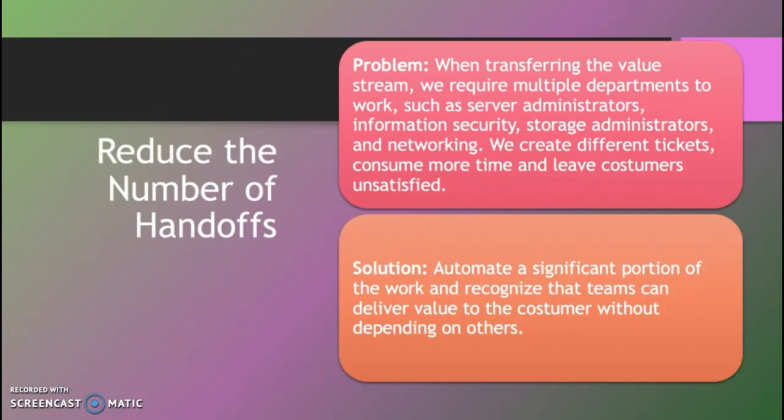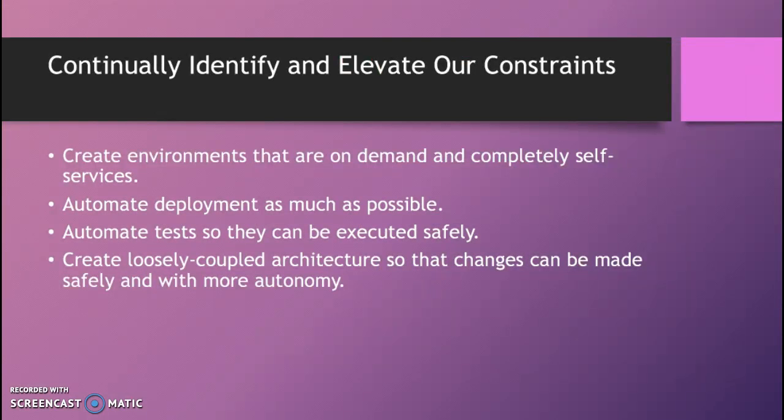And also reducing the number of handoffs. When transferring value streams, we require multiple departments to work, such as system administrators, information security, storage administrators, and network, so there are a lot of places where you can hand over the work, and handing over the work can create problems. So the solution is to automate a significant portion of the work and organize teams to deliver value to customers without depending on others. So it's more like working as a team.